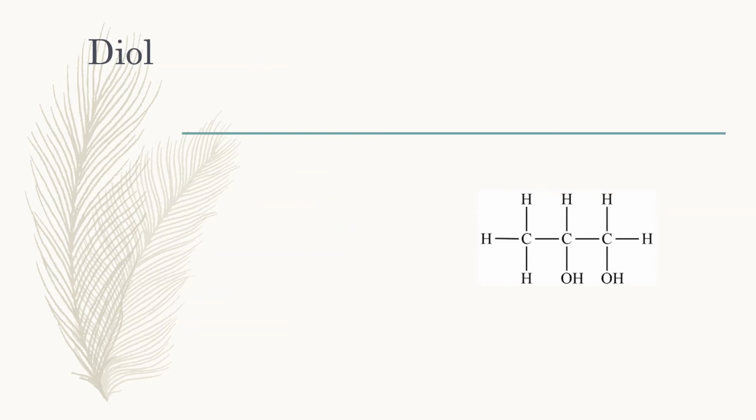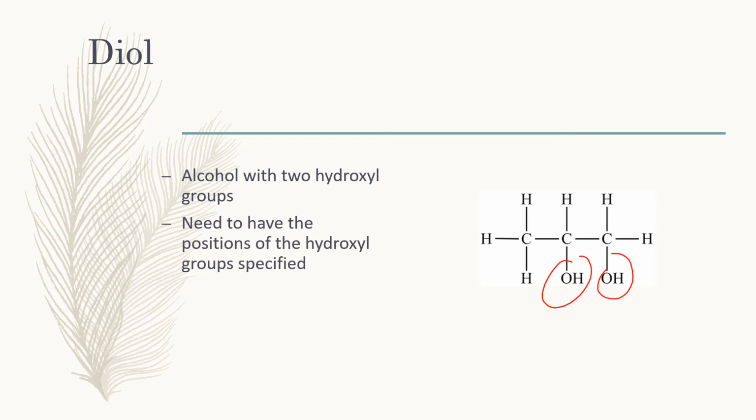Diols are basically an alcohol, but instead of one hydroxyl group, it's got two, here and here. When you are naming these, you need to identify the position of the two hydroxyl groups. In this case, it would be propan-1,2-diol. Propan because it is a propane-based molecule, base carbon chain, and then 1, 2 are the two positions of the hydroxyl groups, diol.